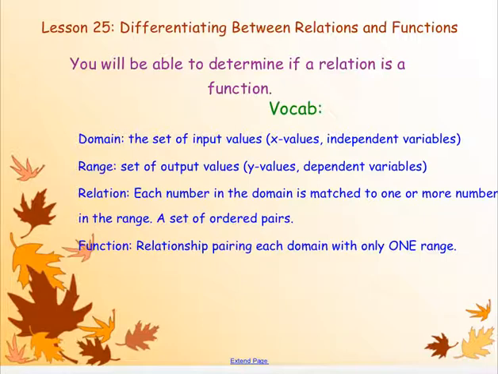If we are talking about domain, we're talking about the set of inputs or x values. Range is the set of outputs or y values. Relation, we're talking about how each number in the domain is matched to one or more numbers in the range. It's really just a set of ordered pairs. Whereas a function is a specific type of relation where each domain value has one and only one range value.